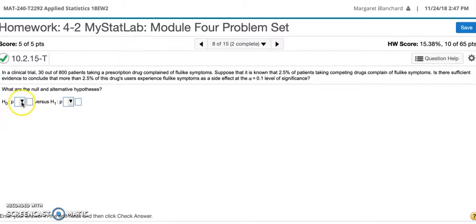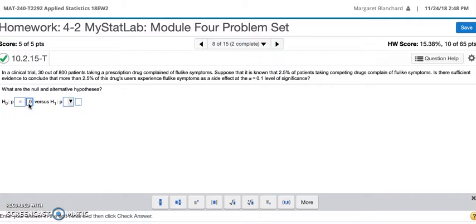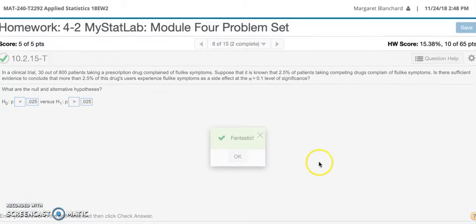So let's start. First of all, you always know that your null hypothesis is that your proportion is equal to some value. That's always, so that right there is easy. In this case, we're comparing it to the 2.5% that we were given from some previous competing drug company. So we know that it's 0.025. And what we want to test is, is there sufficient evidence to conclude that more than 2.5% of this drug's users experience flu-like symptoms? So we know then that we're testing to see if it's greater than that 2.5%. So let's check our answer.